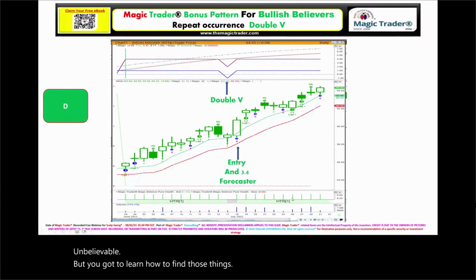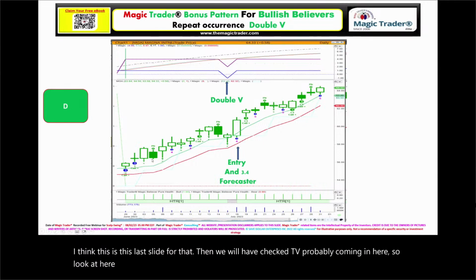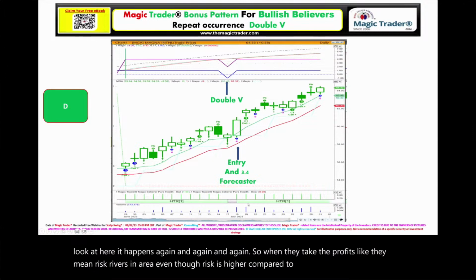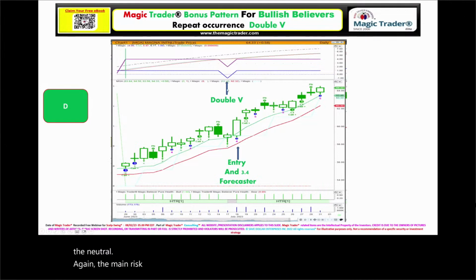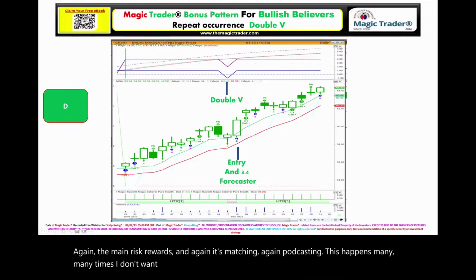I think this is the last slide for that. Then we will have Chat TV probably coming in here. So look at here. It happens again and again. So when they take the profits like that, in the mean risk reversion area, even though risk is higher compared to horizontal risk here, again the neutral ribbon, again the mean risk reversion is matching, again forecasting. This happens many, many times. I don't want to use all the time. You just have to find it.